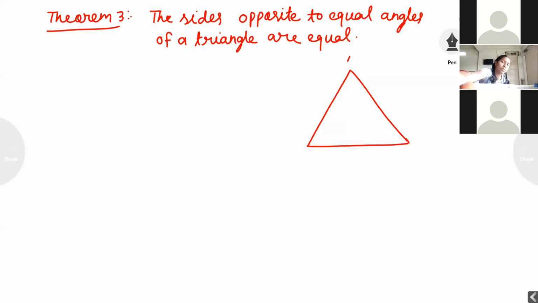This is triangle ABC. We want to prove AB is equal to AC. If they have given angle B is equal to angle C, then I want to prove AB is equal to AC.